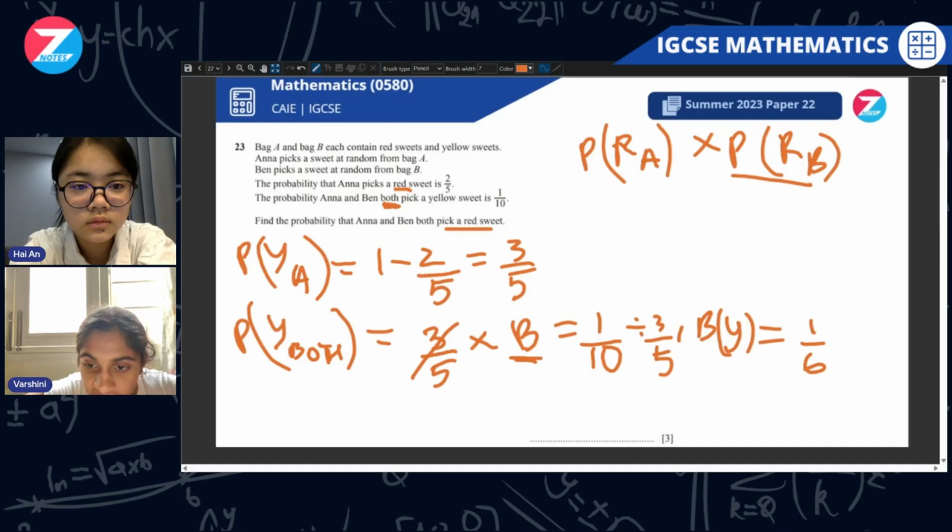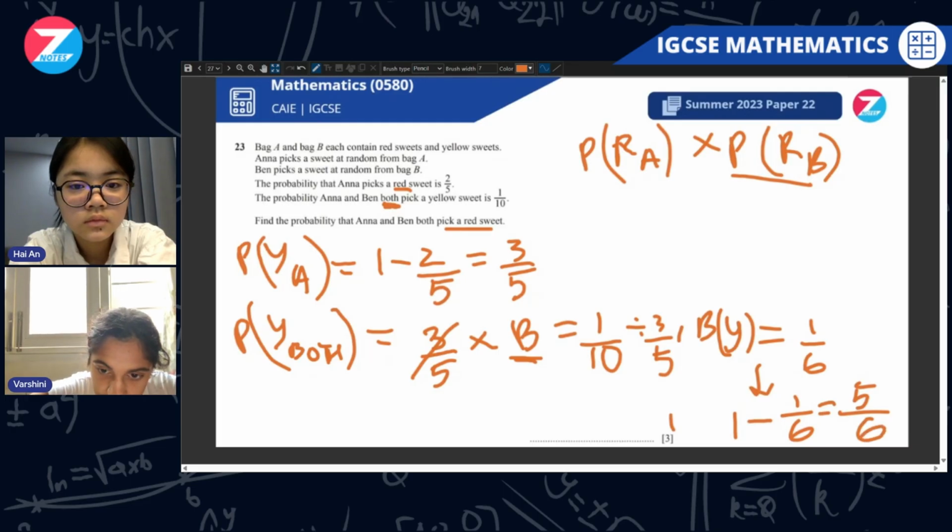And now that we have that he picks a yellow sweet, we know the probability of him picking a red sweet. We just have to do, since there are only red sweets and yellow sweets in the bag, it's just going to be 1 minus 1 by 6. Okay? So that is just going to be 5 by 6. Let's write this as P of red, Ben, for Ben. Okay, so now we know that's 5 by 6.